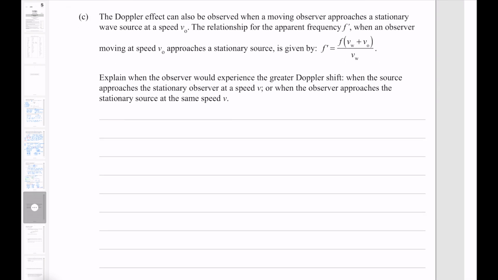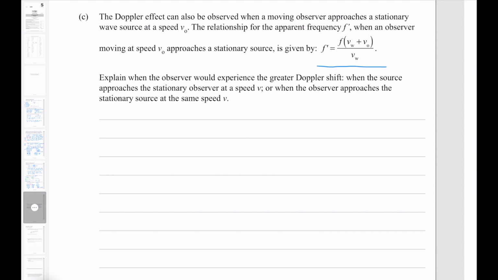The Doppler effect can also be observed when a moving observer approaches a stationary wave source at speed v0. The relationship for the apparent frequency f prime when an observer moving at speed v0 approaches a stationary source is given by this equation here. Explain when the observer would experience the greater Doppler shift, when the source approaches the stationary observer at speed v, or when the observer approaches the stationary source at the same speed v.